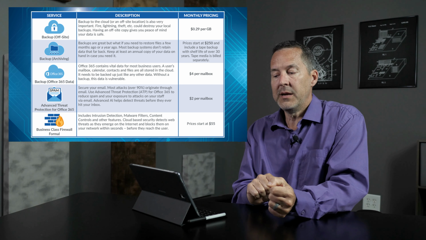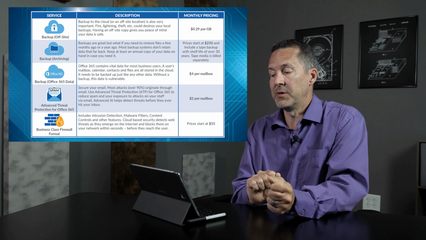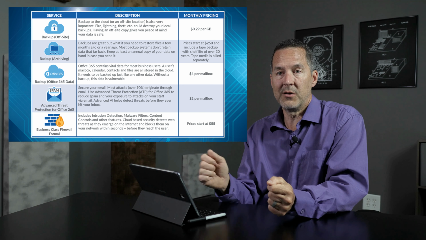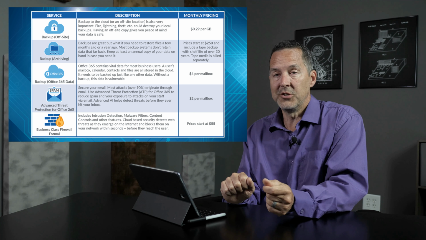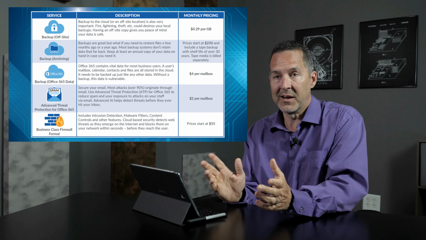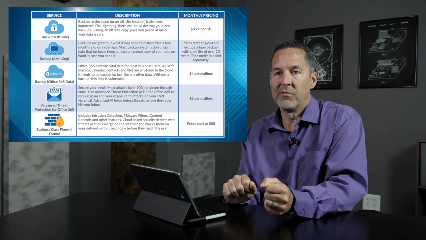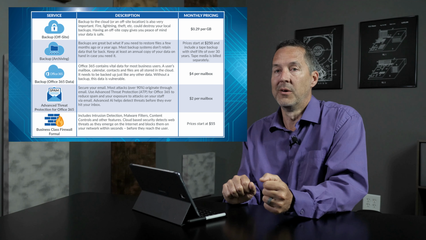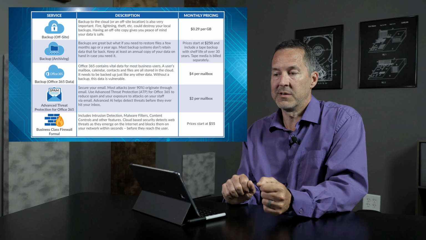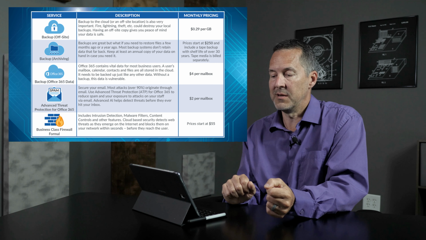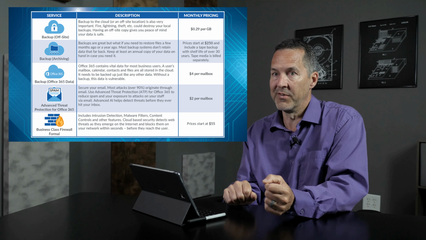The ATP, Advanced Threat Protection, for 365 is only $2 per mailbox. That is the cheapest insurance, or cheapest protection, you are ever going to get. That one, again, we have recommended for years now. It makes a world of difference, and for $2, it can remove a lot of grief, that's for sure.